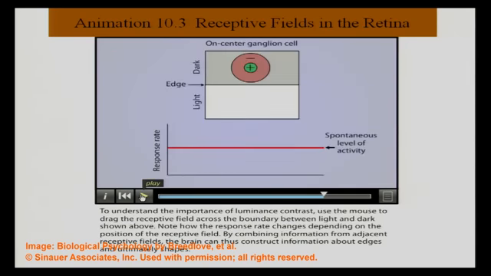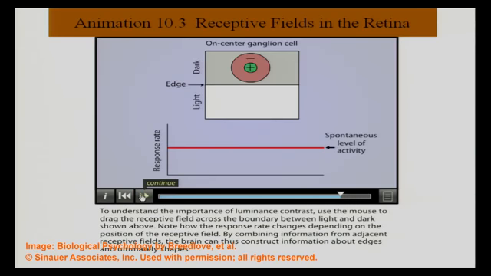To understand the importance of luminance contrast, use the mouse to drag the receptive field across the boundary between light and dark shown above. Note how the response rate changes depending on the position of the receptive field. By combining information from adjacent receptive fields, the brain can thus construct information about edges and ultimately shapes.